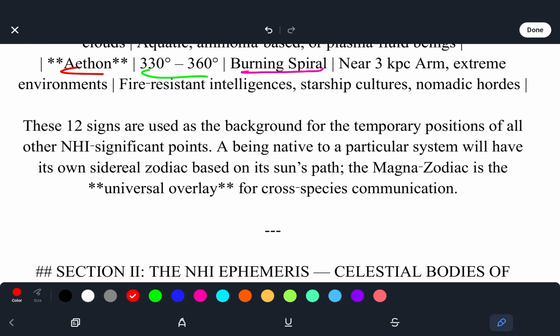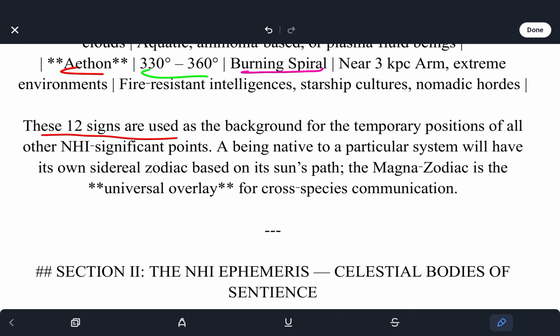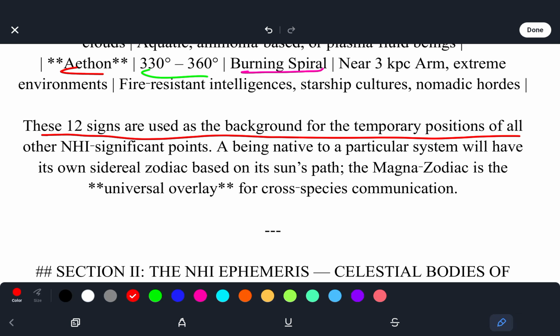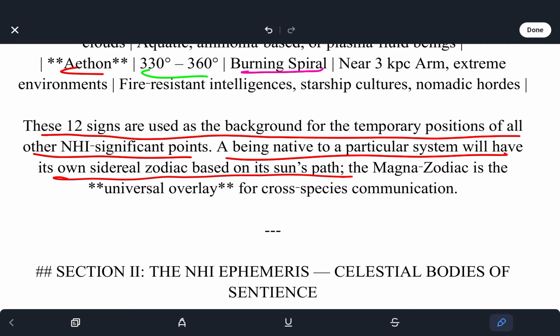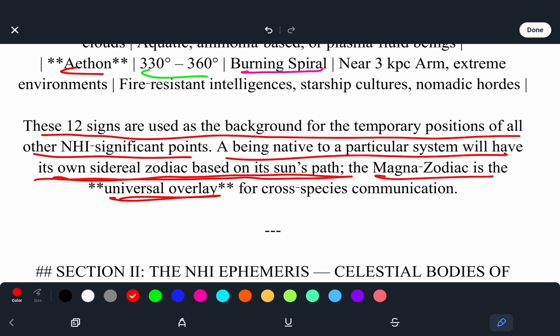So essentially, these are the 12 that are used as the background for the temporary positions of all the other NHI significant points, and it being native to a particular system will have its own sidereal zodiac based on its sun path. So the Magna Zodiac is the universal overlay for cross-species communication.